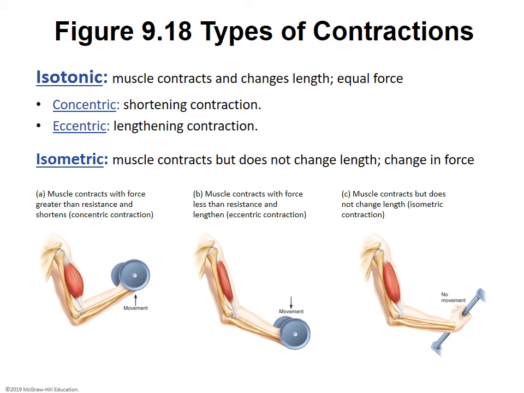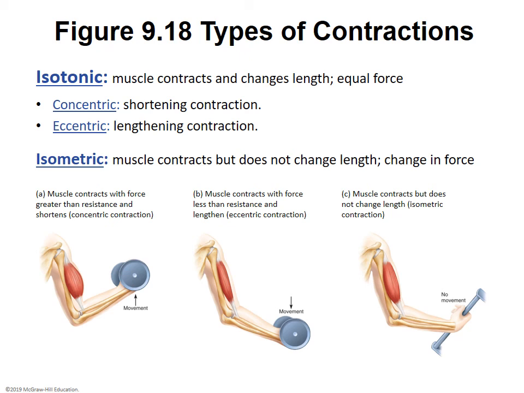Now, one way to remember this, and again, I'm not going to say that I'm promoting any of this, but if I am going to drink a gin and tonic, I need to get it to my mouth. So I'm going to have to change the length of that muscle to get my drink to my mouth. So isotonic is about changing in length. Isometric, on the other hand, is where the muscle contracts and it doesn't change length.